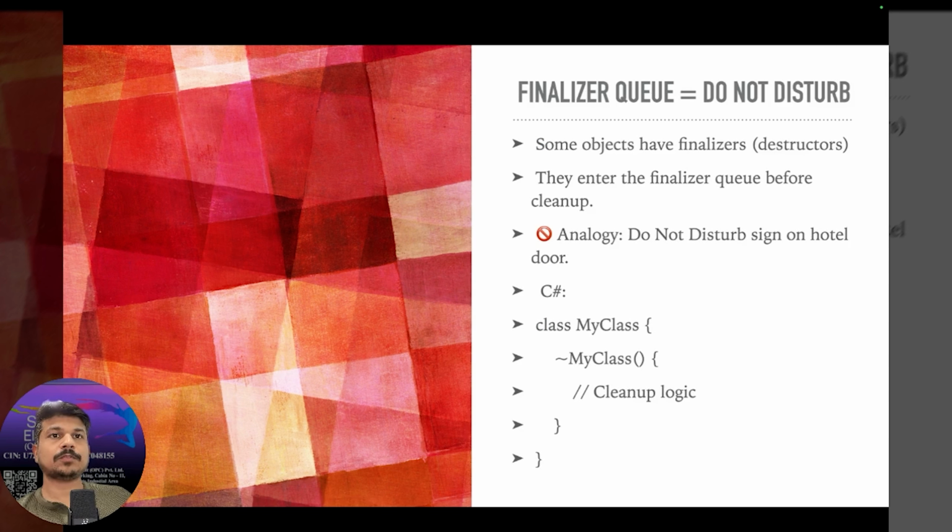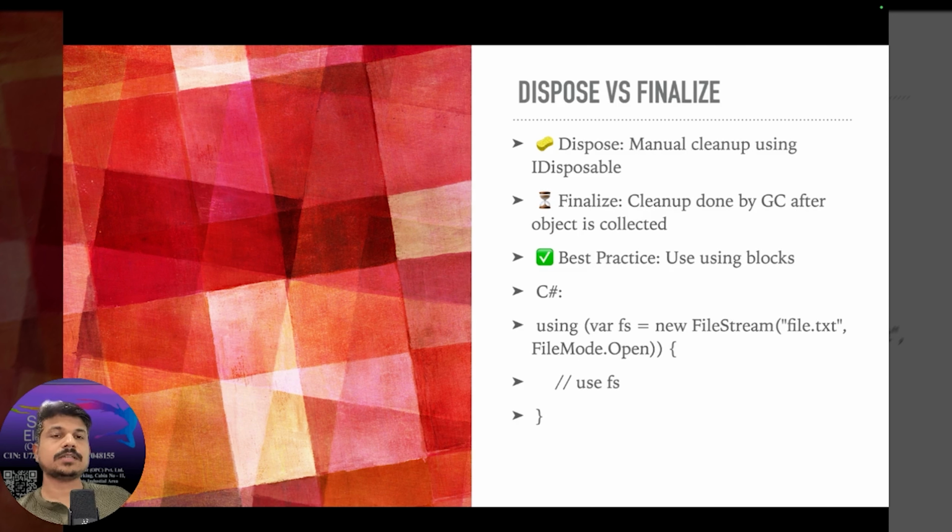Some hotel rooms have a do not disturb sign. The housekeeping skips them for now and comes back later. Similarly in .NET, some objects have a finalizer method, a destructor. These are put in a queue and cleaned only after a special process runs. These objects are deleted late in cleanup and should be avoided unless necessary. So Dispose is like calling housekeeping directly, like saying, I'm done, please clean the room now. Finalize is passive. The system finds out the room is empty and cleans it later.